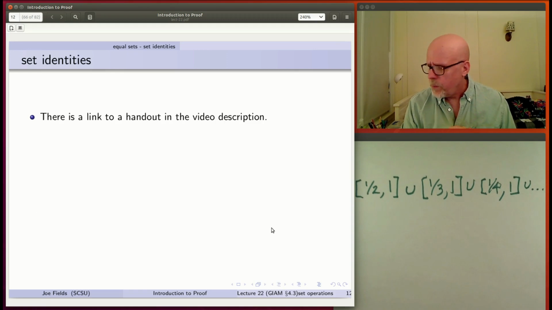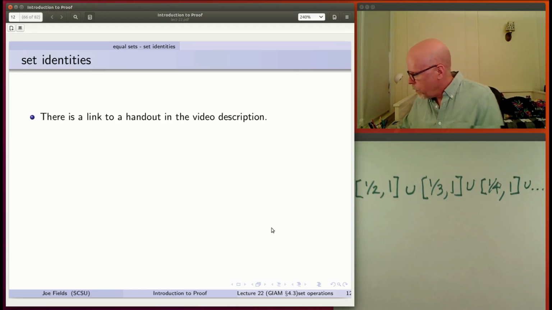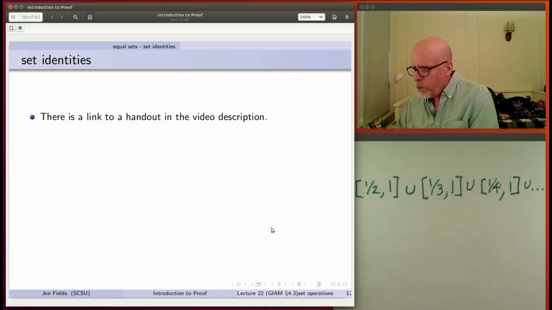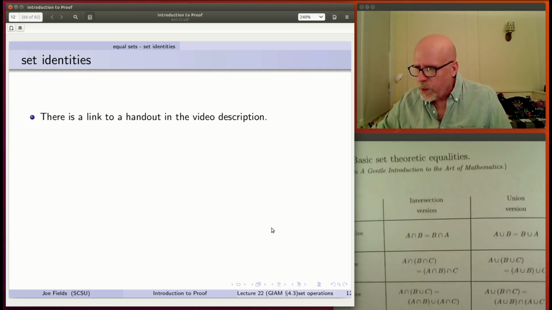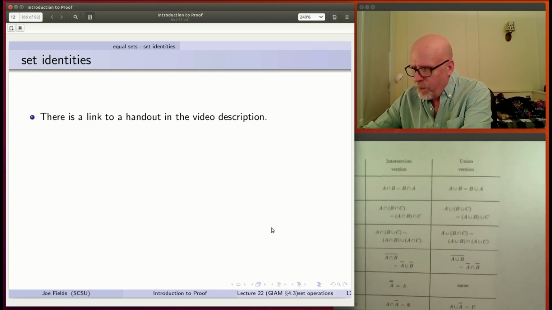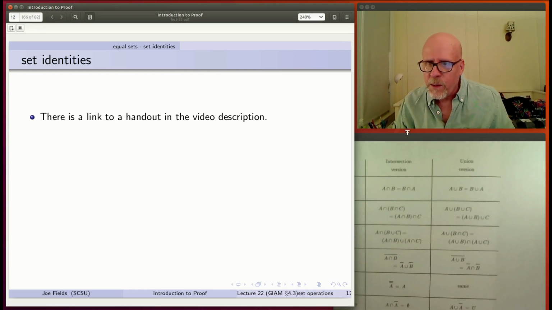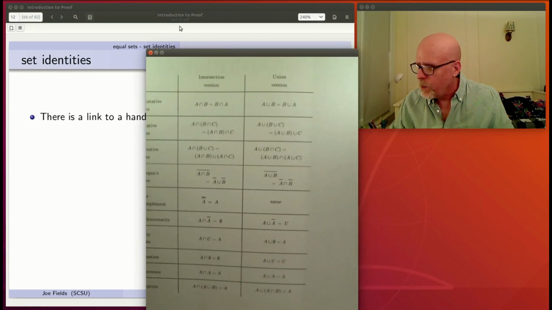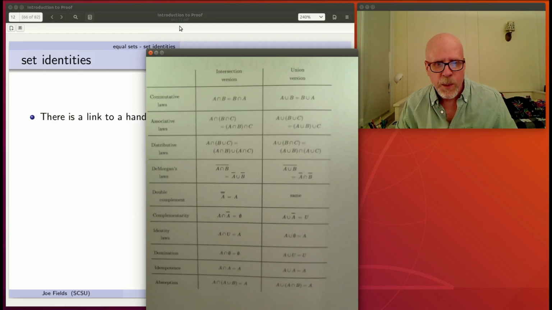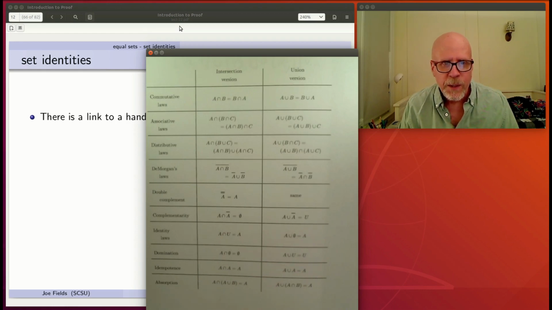So we're going to do some set identities next. There is a handout. I think rather than showing it virtually, I'm actually going to show it physically here. Let's see how well this works if I make the webcam view a little bigger. Hopefully that's close enough to being big enough for you to see.